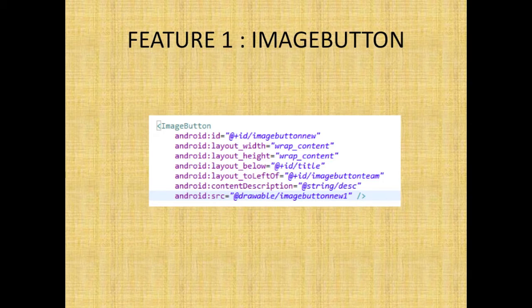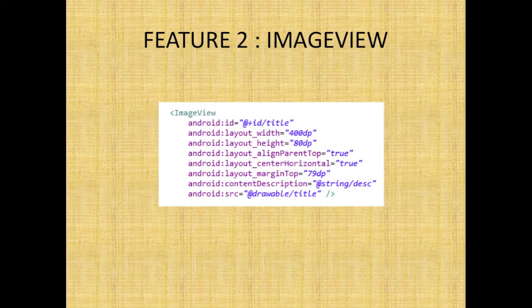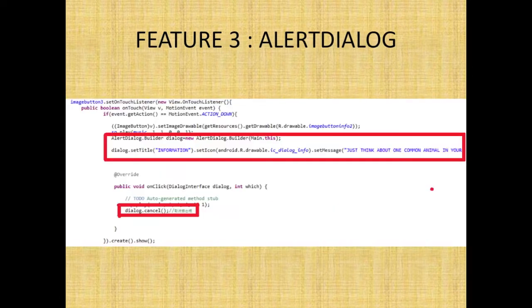This is how we make an image button in the XML file. The image view shows us how we put an image into the XML file. The alert dialog rests inside the image button, so that when you click on the image button, it's going to give you a pop-up dialog, and you can cancel from that dialog by clicking on the cancel button, which is also implemented in the alert dialog.